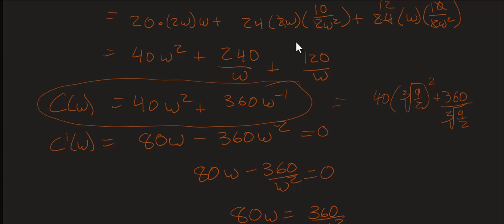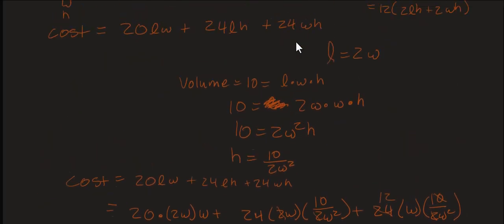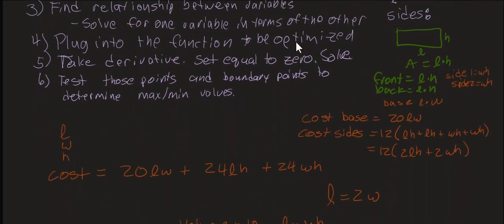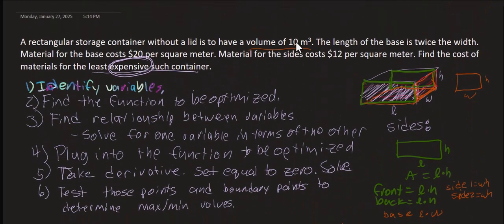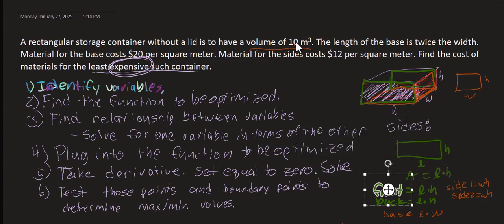Now, I did not prove that this was the least expensive container. But you could check your boundary points. It's hard to figure out what that would be, so I'm just going to leave it like that for now and assume that I have the right answer.